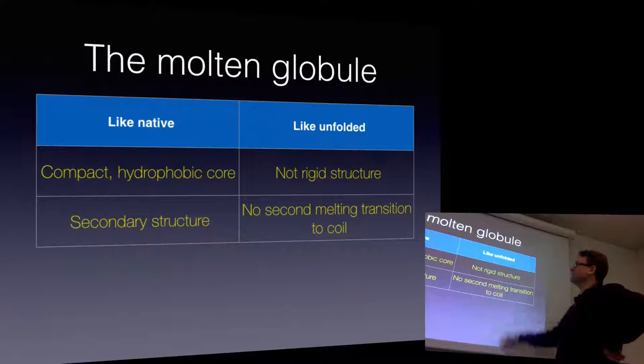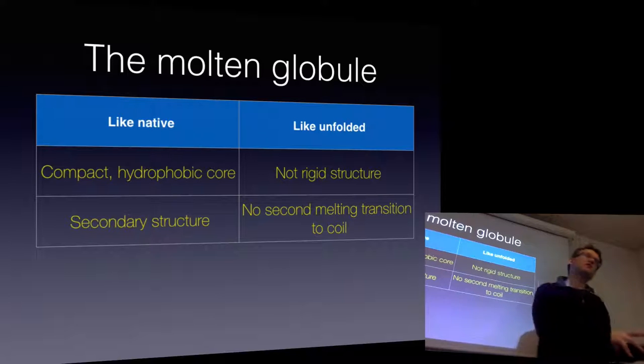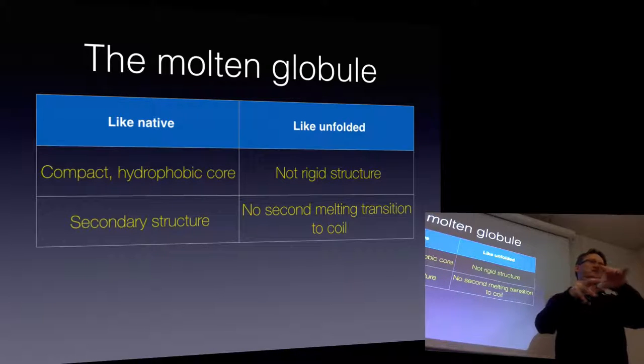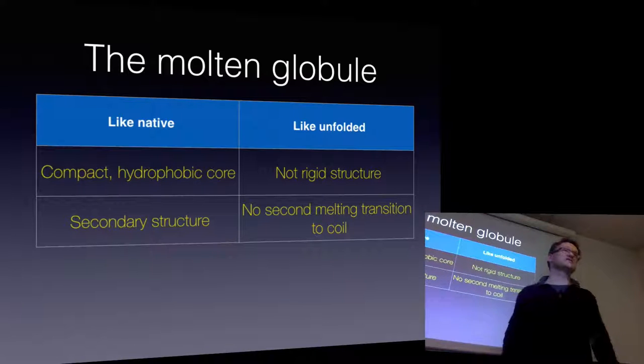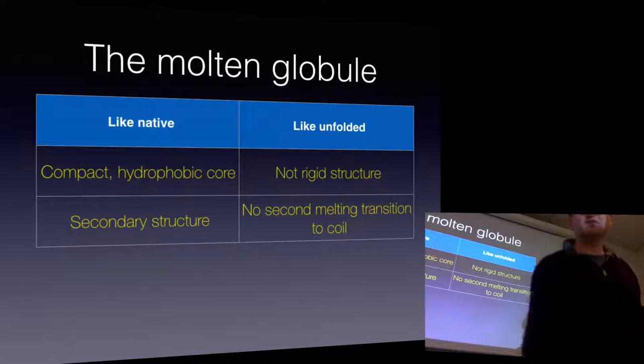It's unfolded in the sense that when you go from your stable protein to the molten globular, that appears to be when you really melt. If you just keep increasing the temperature, there's really nothing special that happens when you go all the way to the coil.